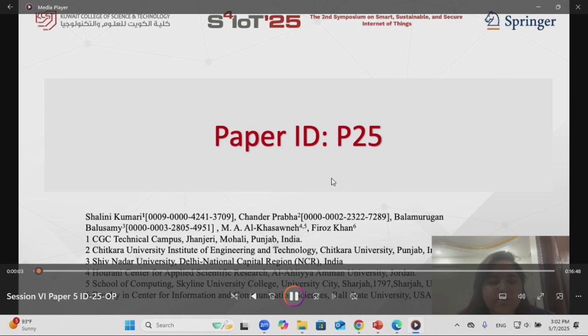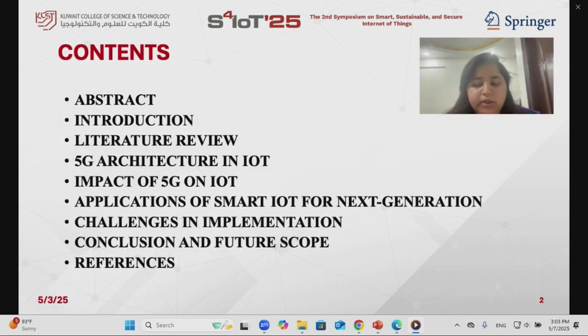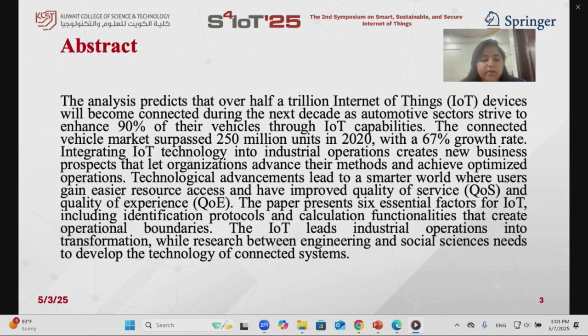Good evening, I am Shalini Kumari. Today I am presenting on the paper IoT for Next Generation Network: A Review, and my paper ID was P25. These are the author names as shown on this slide. The next slide shows the contents.